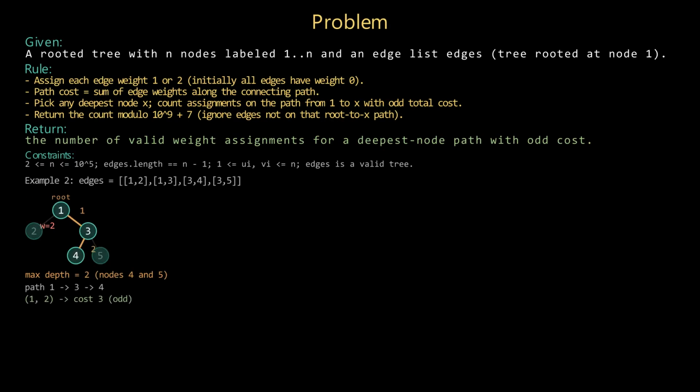Example 2, the tree has maximum depth 2, nodes 4 and 5 are deepest. Take the path 1 to 3 to 4, 2 edges. Weights 1 2 and 2 1 both sum to 3, which is odd. That gives 2 valid assignments, so the output is 2.